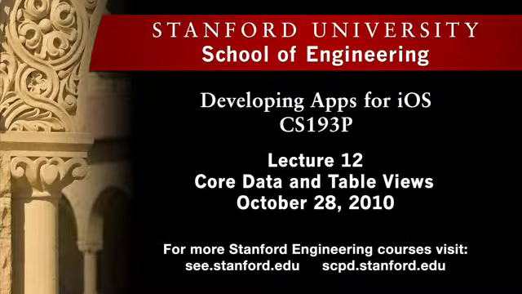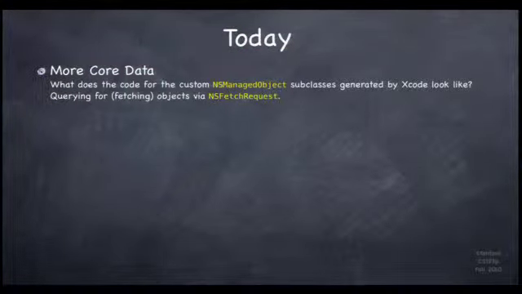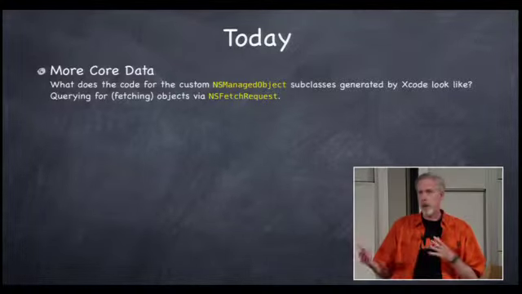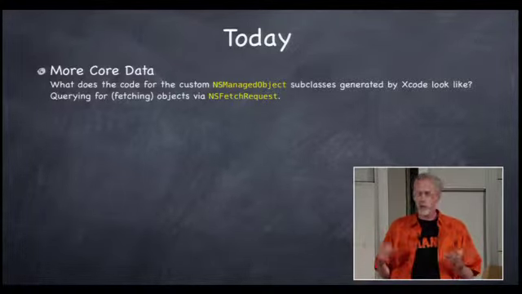Okay, welcome to Stanford CS 193P. Today we're going to continue our lecture from last time. We're going to talk a little bit more core data stuff, and we're going to look at the code that's generated by Xcode for those custom subclasses of NSManagedObject. That's what we talked about right at the end of the last lecture, how to do it from scratch and then how to do it with this copy and paste mechanism after you have things created.